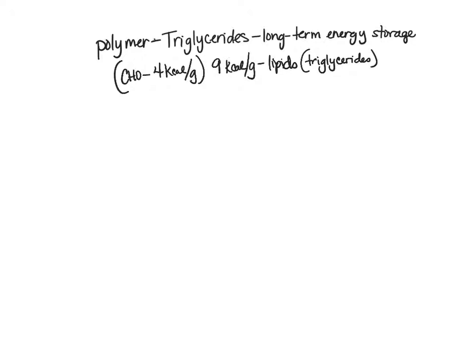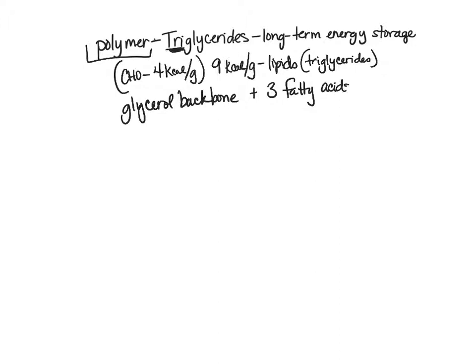So now let's take a look at the structure of a triglyceride. The structure of the triglyceride, the polymer of our lipids, is a glycerol backbone. I'll actually write that in there. So the glycerol backbone plus up to 3, in this case, since it's triglycerides, there are 3 fatty acids. So the name triglyceride, it's tri for the 3 fatty acids, and then glyceride is for the glycerol backbone in this case.